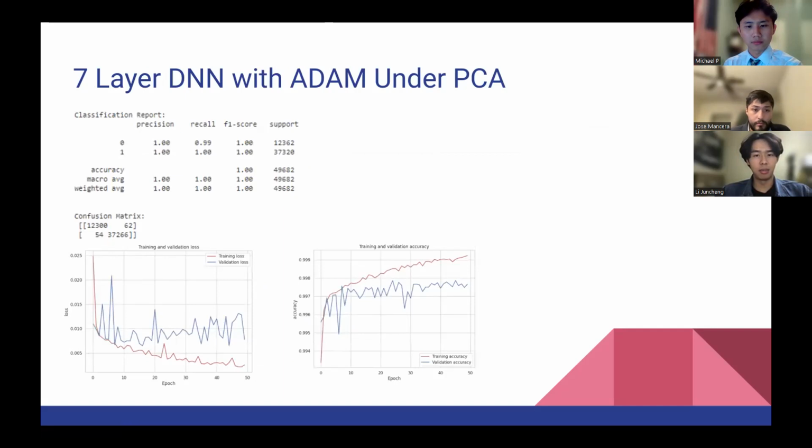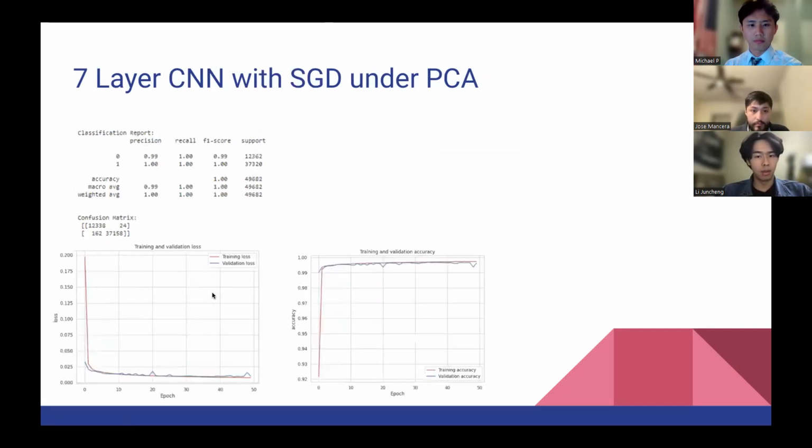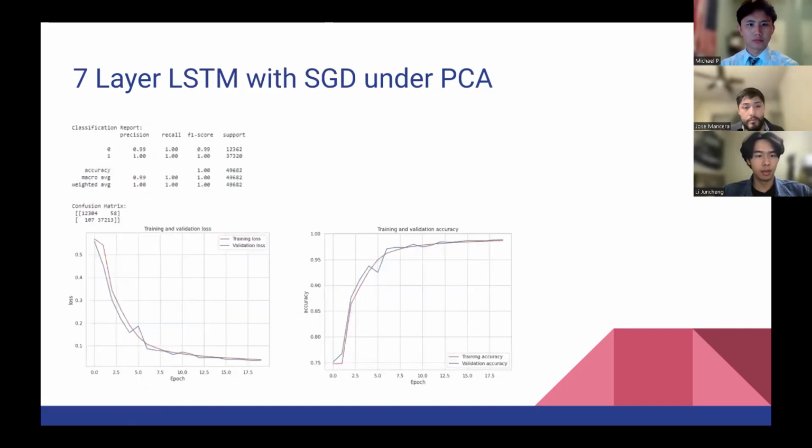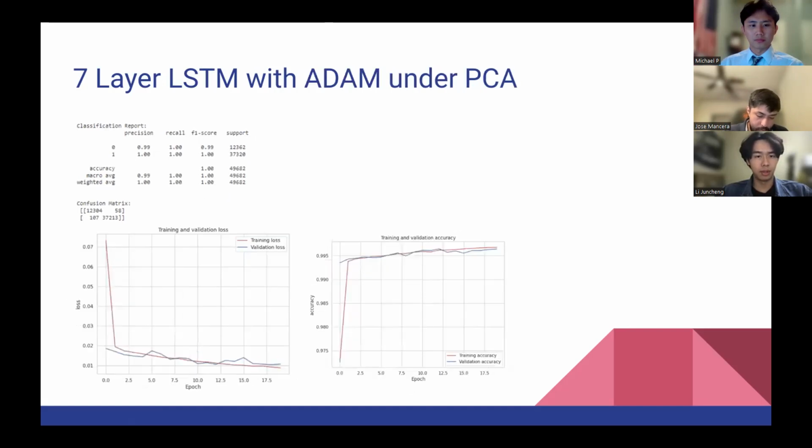And here you can see that Adam is more volatile than SGD under PCA as well. And here's the convolutional neural network with SGD under PCA. Here's the result for the 7-layer CNN with Adam under PCA. And here's the result for the 7-layer LSTM with SGD under PCA, and with Adam under PCA. This one, Adam did a little bit better job.